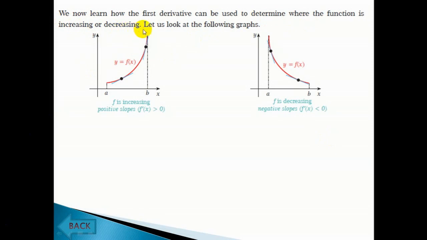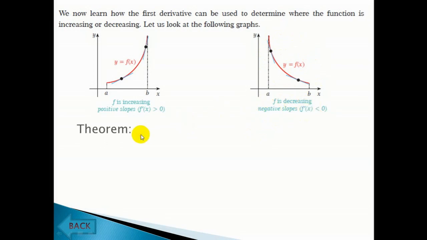We now learn how the first derivative can be used to determine where the function is increasing or decreasing. Let us look at the following graph. We see on the right side, f is increasing, so that means it has a positive slope. If the slope is positive, the derivative is more than 0. But on the left side, we see f is decreasing, so this means it has a negative slope. Because this is a negative slope, its first derivative is less than 0.